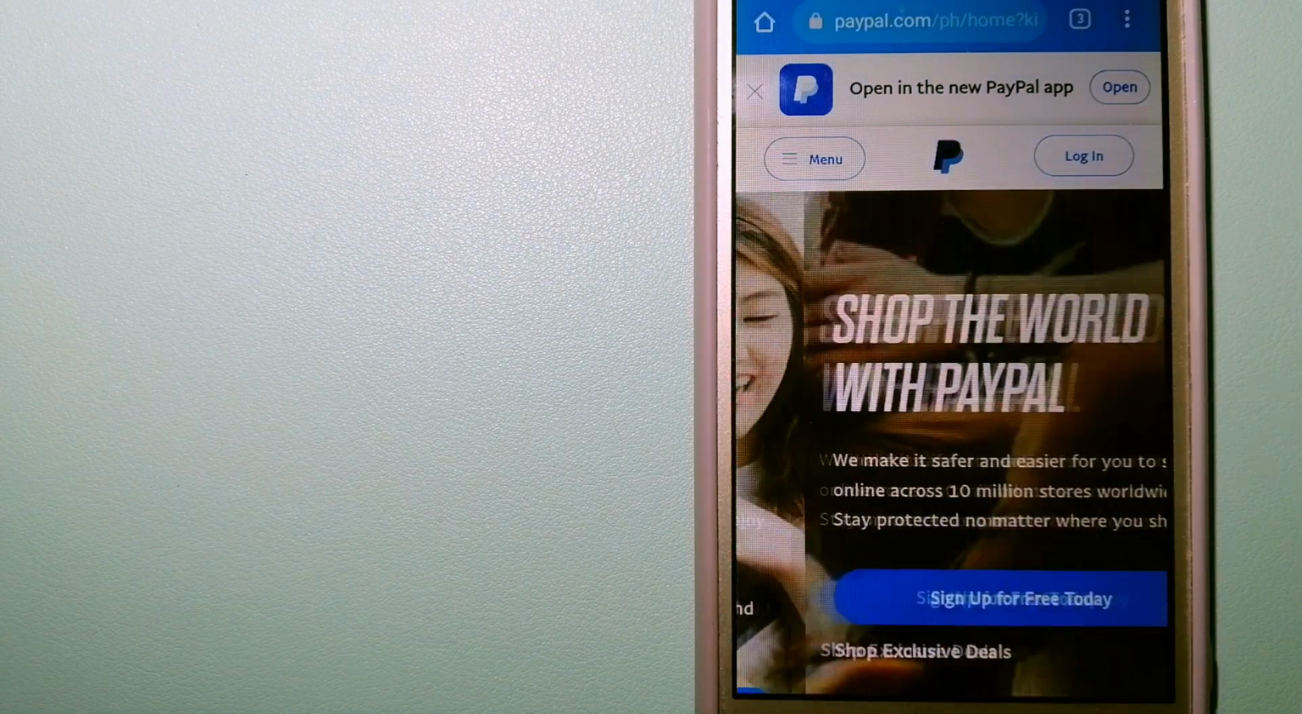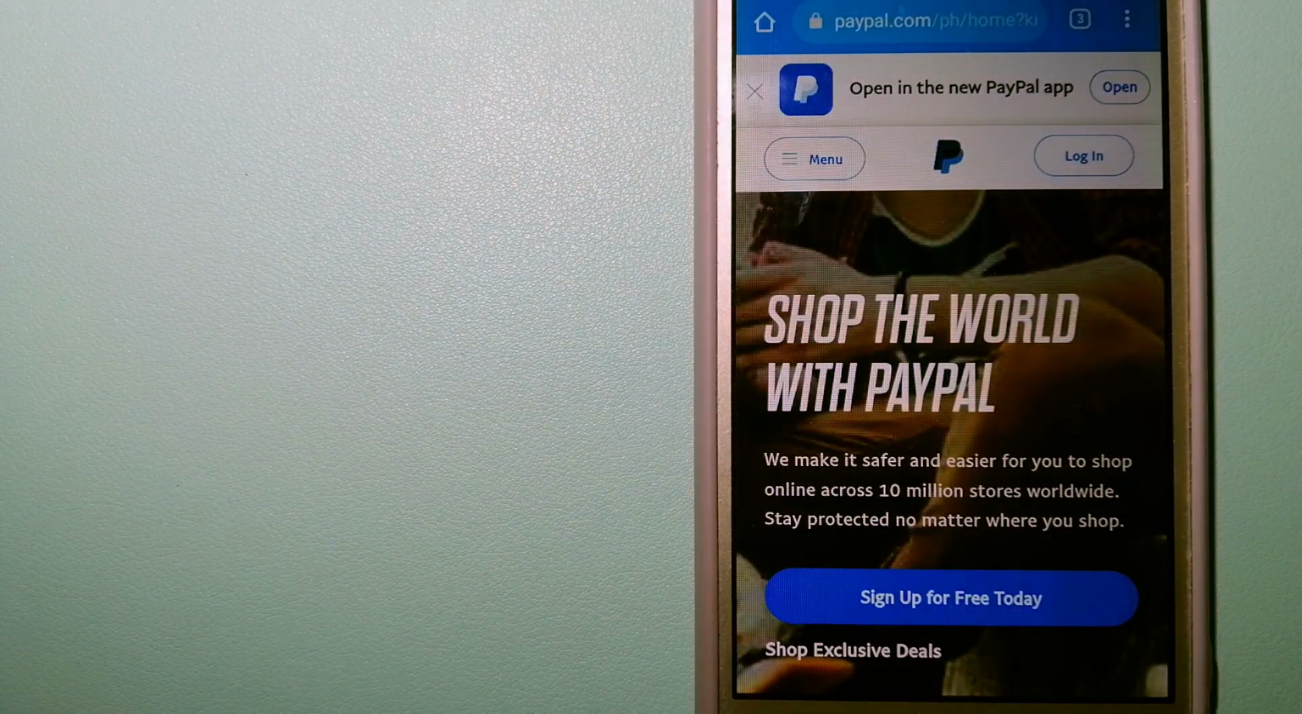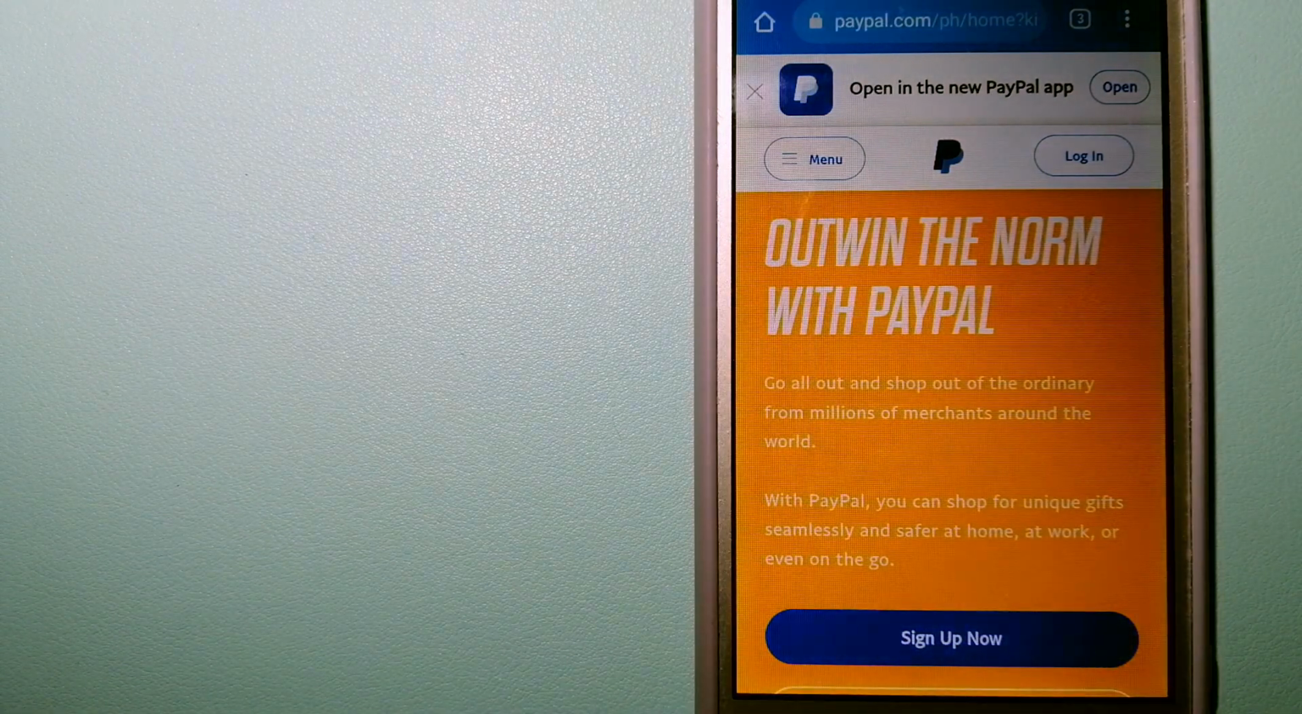You can also use PayPal to securely send money to your friends and your family, as well as to receive money from people.